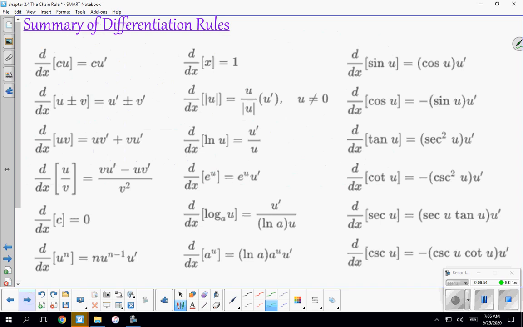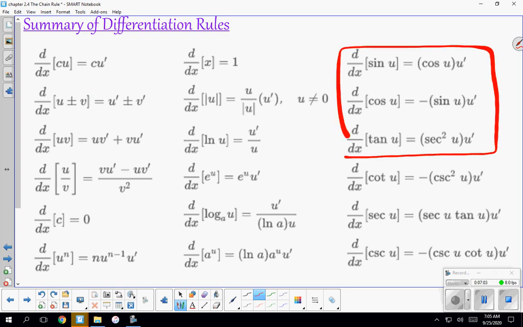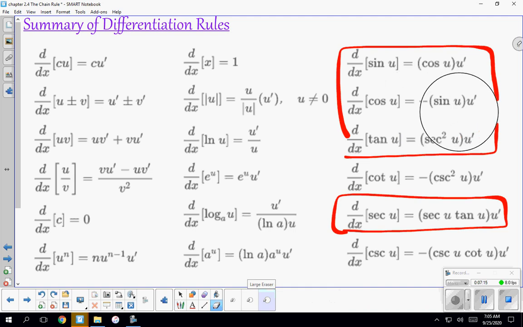And here's just a summary of all the different rules. The trig ones that I think you should memorize are going to be sine, cosine, tangent, and secant. These guys are pretty easy to remember. These are all like the chain rules. So if this is just an x, then we don't have to worry about this piece at the end. And if it is, its derivative is 1. So you can always think of it if you want to.